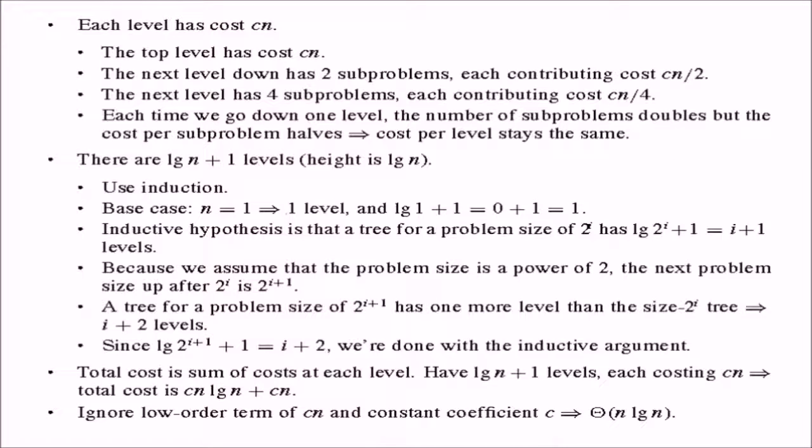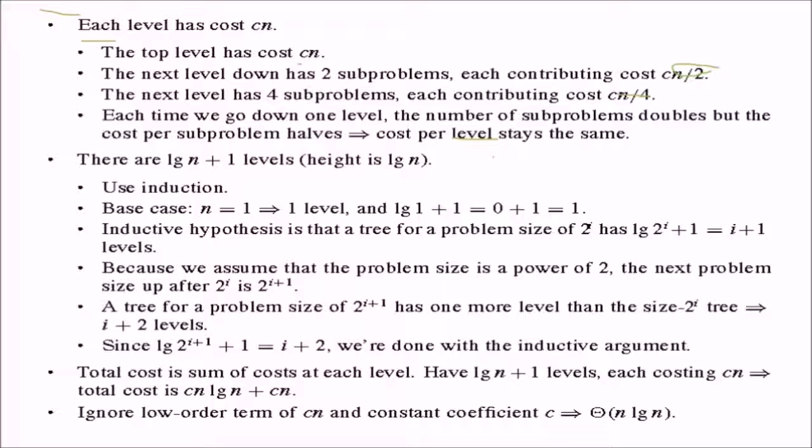So let us add them. That will be cn log n plus cn. Each level has cost cn. The top level has cost cn. It divides into two subproblems, that is cn/2, then cn/4. So each time we go down one level, the number of subproblems doubles, but the cost per subproblem halves. That is, the cost per level always remains the same.